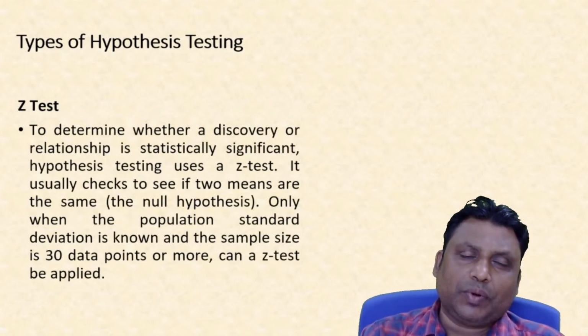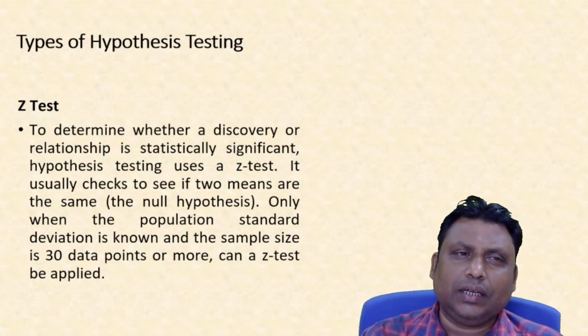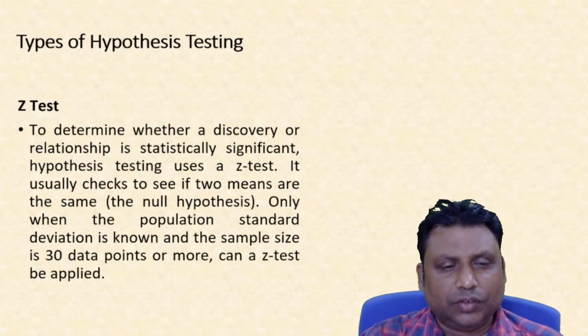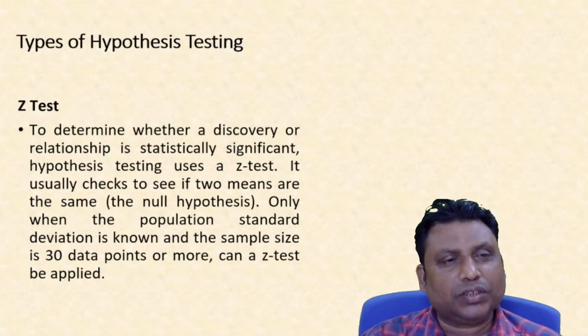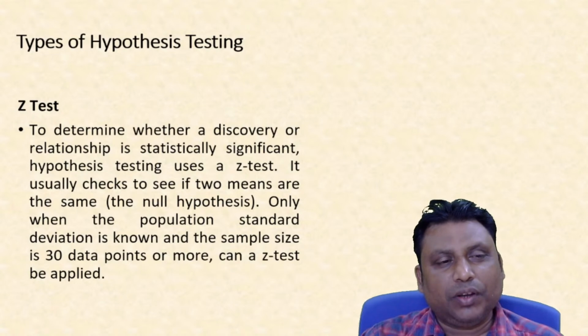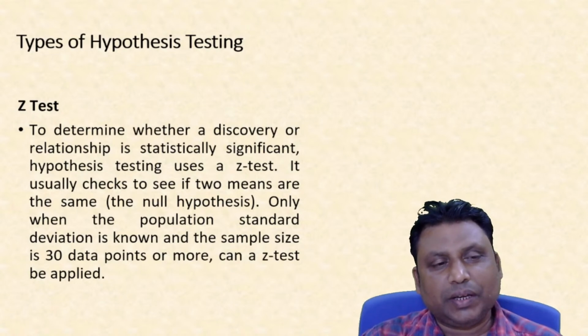Then, which type of test do you generally use in your hypothesis testing? So first one is small sample test. To determine whether a discovery or relationship is statistically significant, hypothesis testing uses a z-test. It usually checks to see if two means are the same, the null hypothesis. Only when the population standard deviation is known and the sample size is 30 data points or more can the z-test be applied. Yes or no?